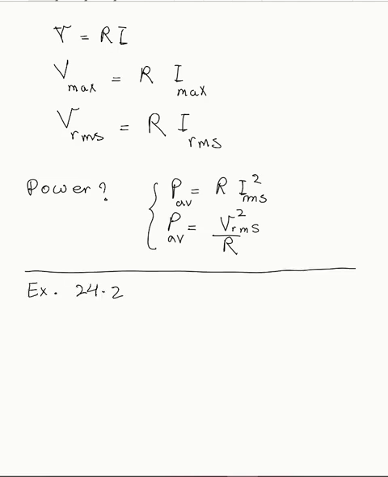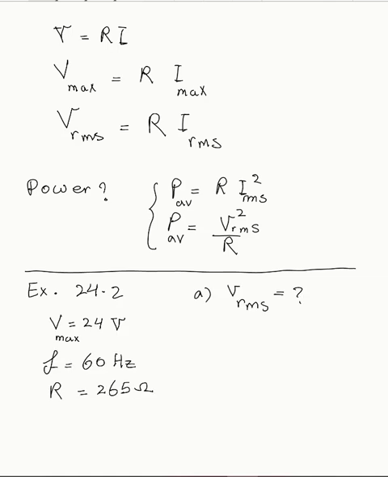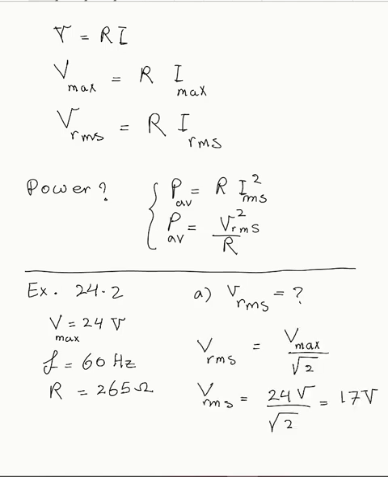Okay, so let's try to solve example 24.2. It says that an AC generator with a maximum voltage of 24 volts and a frequency of 60 Hertz is connected to a resistor with a resistance of 265 ohms. These are the knowns of my problem. I have written them down: Vmax is 24 volts, frequency is 60 Hertz, and the resistance is 265 ohms, and I want to find the RMS voltage.